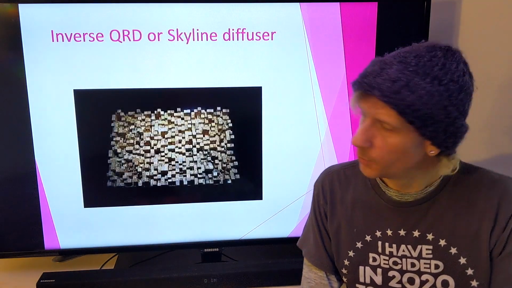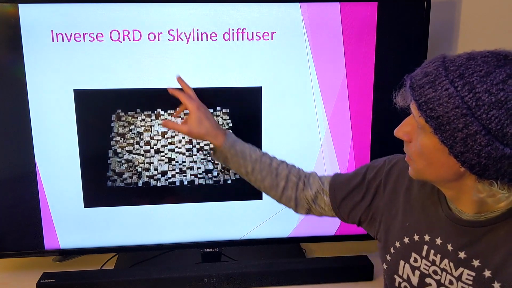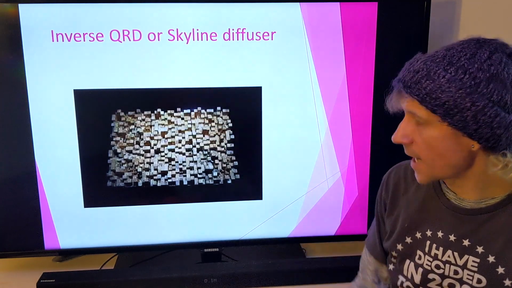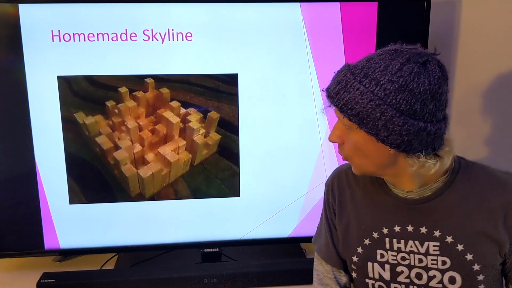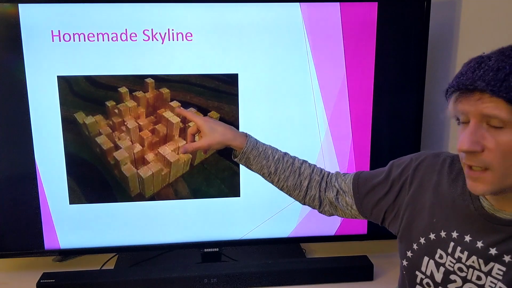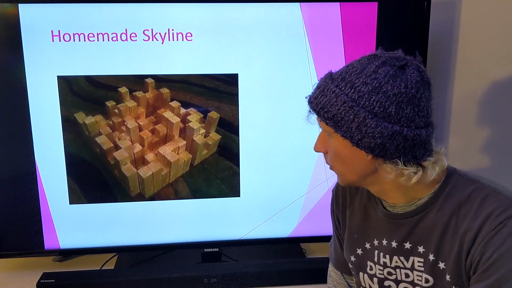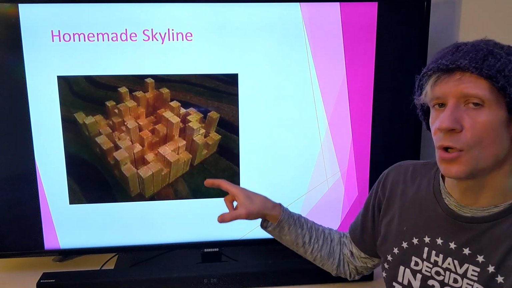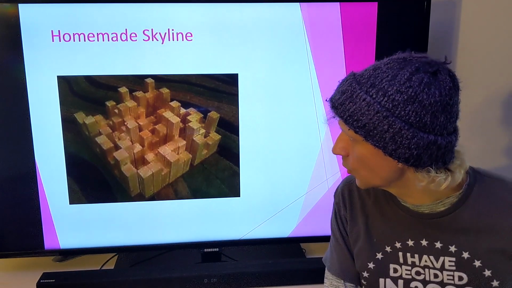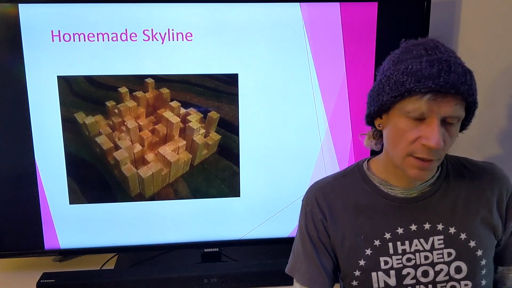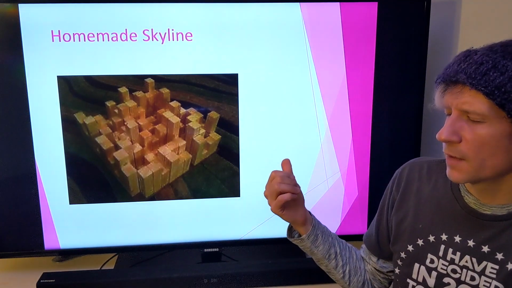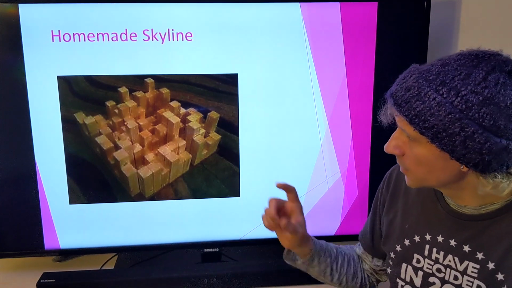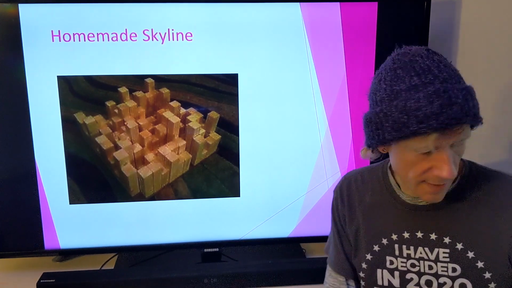When we build them cheaply like this, we might call them an inverse QRD or a Skyline diffuser. And here's a homemade one. Again, I made these. I've had a number of students make these for their final acoustics project. Again, be careful if you build it like this. They are going to be so heavy and they're super hard to mount on the wall. So I've seen people do them out of styrofoam insulation, like hard insulation foam, and then spray paint them. And that's very effective and way lighter.